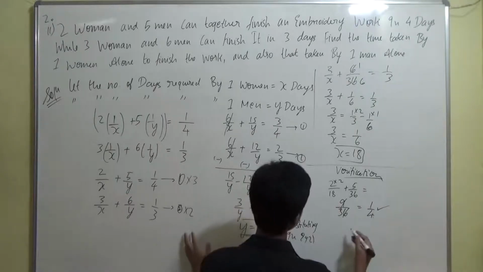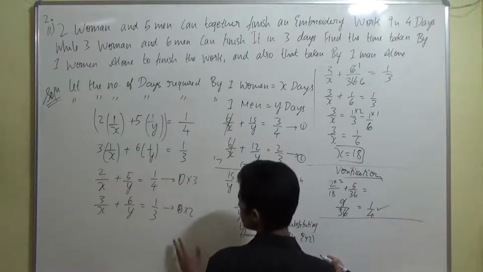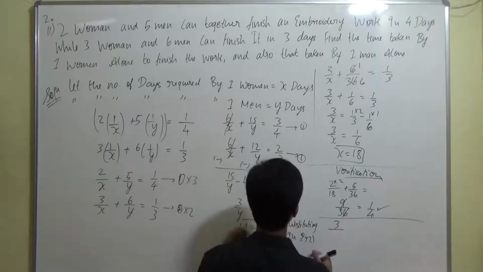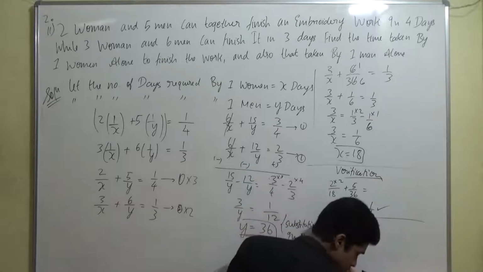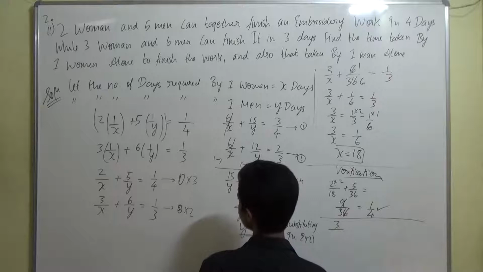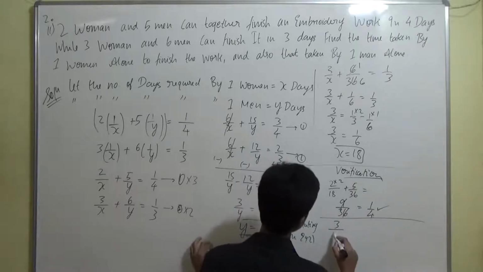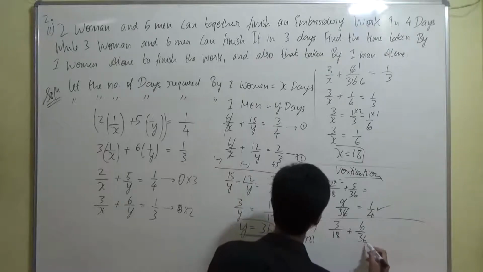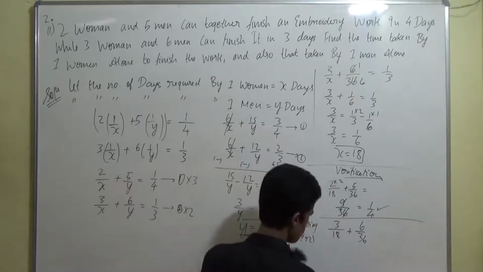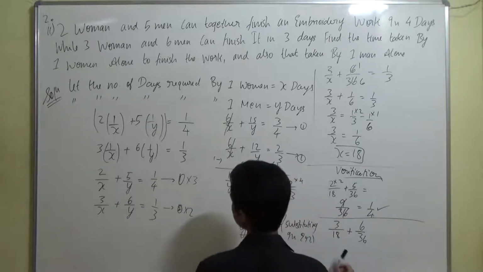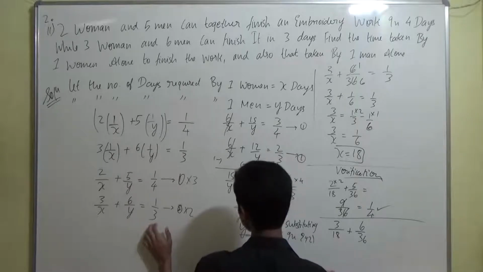Okay. Now let's verify the second equation. In the second equation, it is 3 by x. X is 18, plus 6 by y. Y is 36. We have to see whether it is equal to 1 by 3, which is RHS.